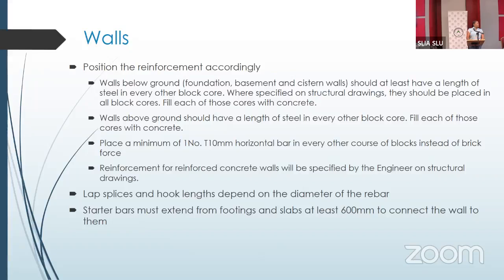If it is a reinforced concrete wall, then the structural engineer will specify, they provide the drawings for you. The lap splices and hook lengths depend on the diameter of the bar again. Always have your starter bars when you're coming from the foundation going up, especially from the strip footing, so that we can properly tie the walls to each other element. So we're going from the foundation wall up through the slab. That starter bar has to go up through the slab. And from the top face of the slab, we need at least 600 millimeters so that we can properly tie the walls above the slab to the rest of your structure.